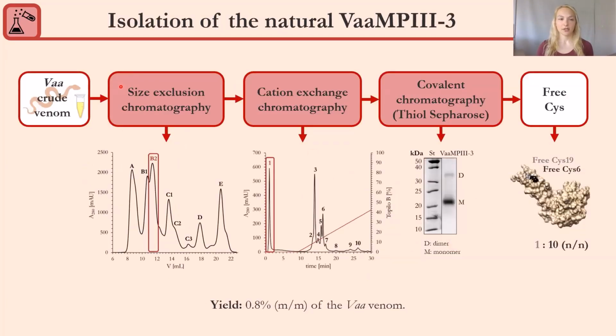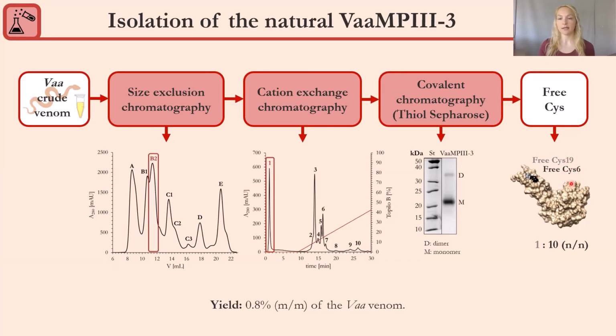So we developed an efficient isolation procedure to isolate VAMP33 from crude snake venom, and we found that it consists of about 0.8 mass% of the nosehorn viper venom. This procedure included covalent chromatography, and binding of this toxin to thiol-Sepharose confirmed that it has a free cysteine on its surface. So we carboxymethylated this protein and in this way modified the cysteine residues so we could detect them by Edman sequencing. And we located the free cysteine at position 6 in most molecules, while 1 in 10 molecules had a free cysteine at position 19.